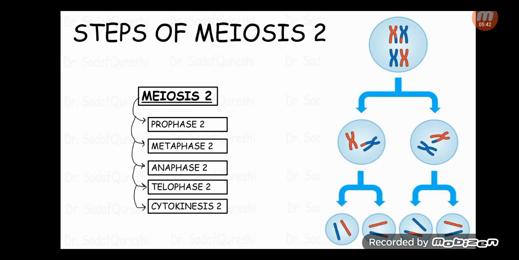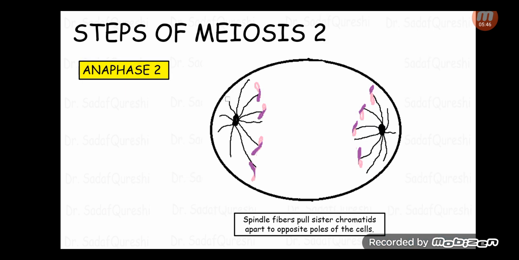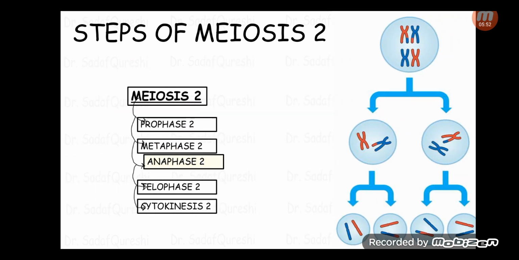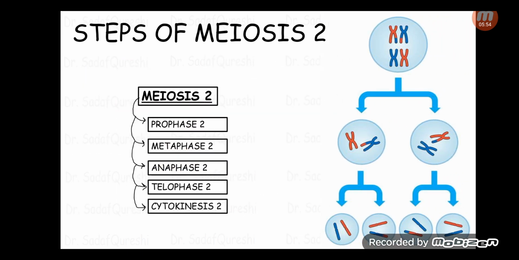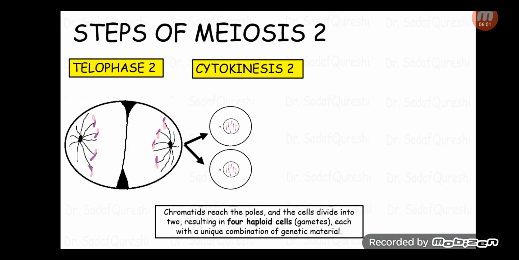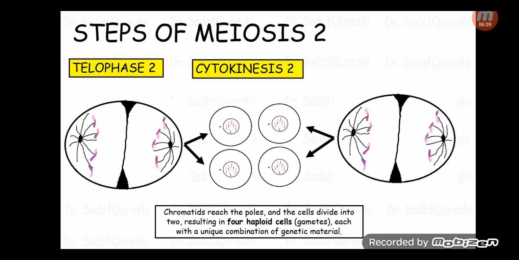Now the third phase of meiosis 2 is anaphase 2. In anaphase 2, what happens? Spindle fibers pull sister chromatids apart to the opposite poles of the cells. And then is telophase 2 and cytokinesis 2 of meiosis 2. What happens in them? Chromatids reach the poles and the cell divides into two, resulting in four haploid cells, each with a unique combination of genetic material.